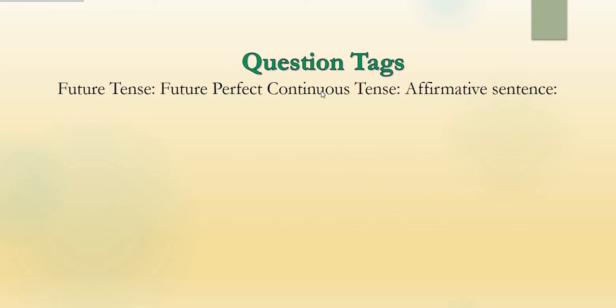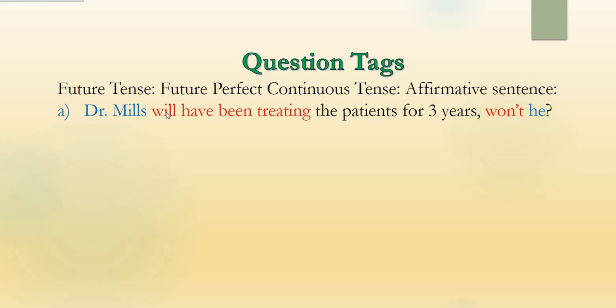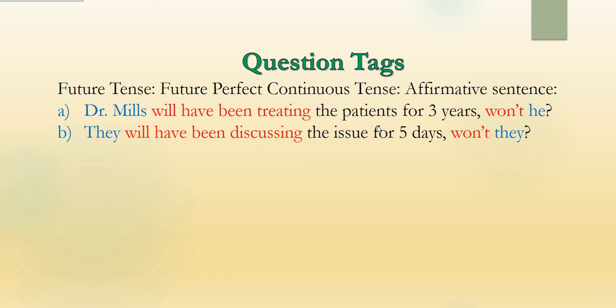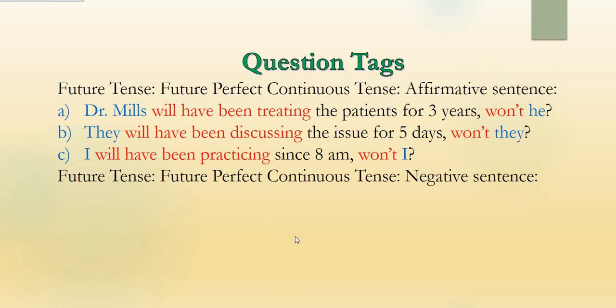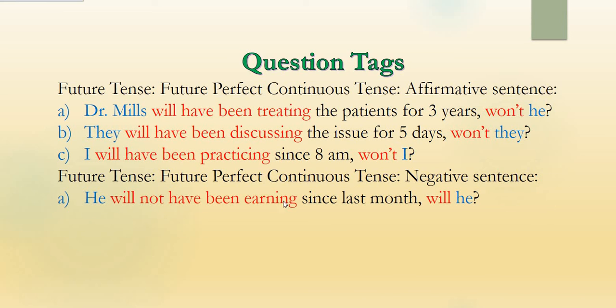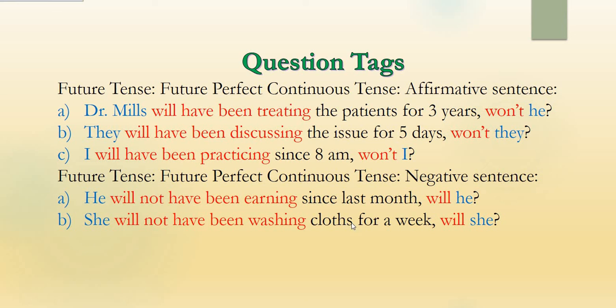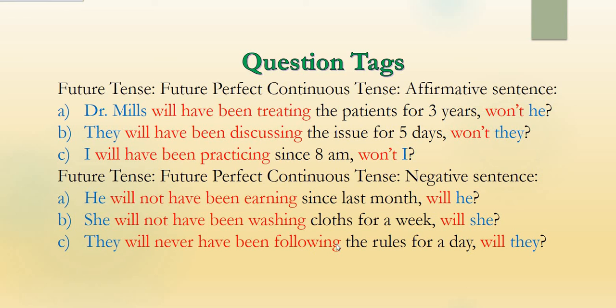Now, future perfect continuous tense. Dr. Mills will have been treating the patients for 3 years, won't he? They will have been discussing the issue for 5 days, won't they? I will have been practicing since 8 a.m., won't I? Negative form of future perfect continuous tense. He will not have been earning since last month, will he? She will not have been washing clothes for a week, will she? They will never have been following the rules for a day, will they?